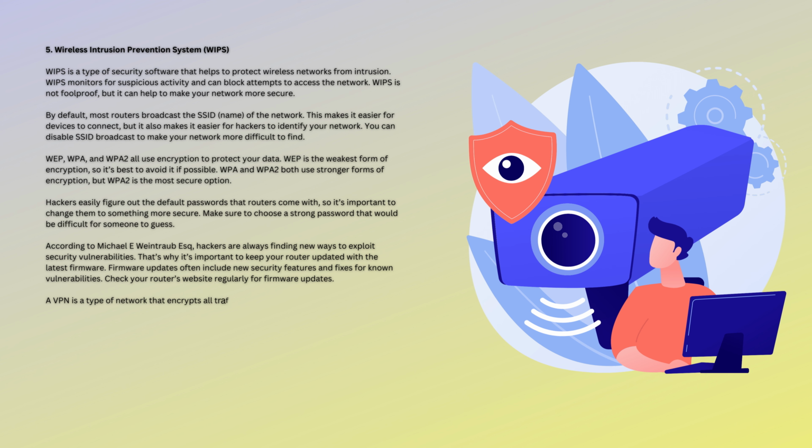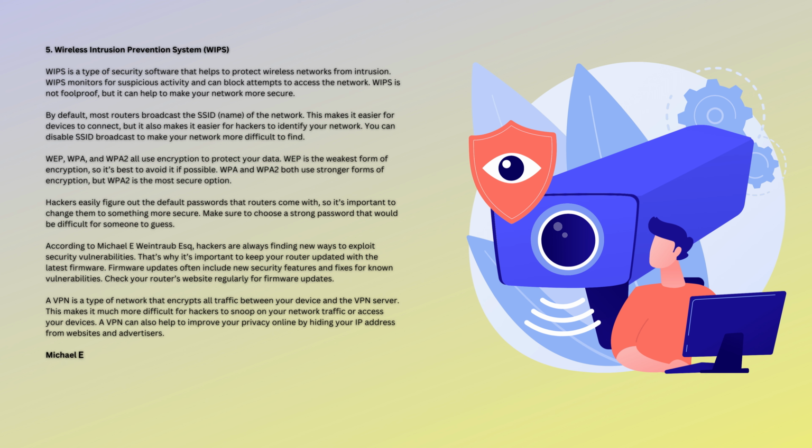A VPN is a type of network that encrypts all traffic between your device and the VPN server. This makes it much more difficult for hackers to snoop on your network traffic or access your devices. A VPN can also help to improve your privacy online by hiding your IP address from websites and advertisers.